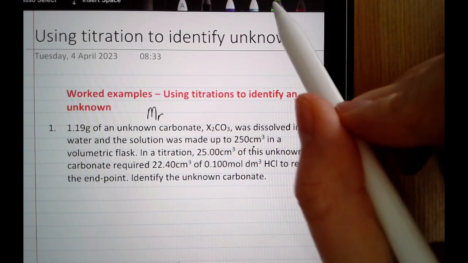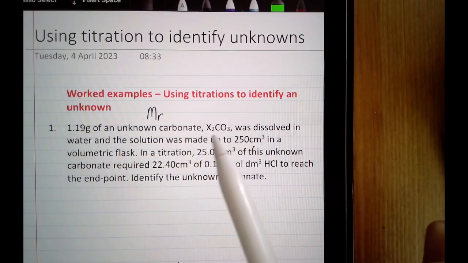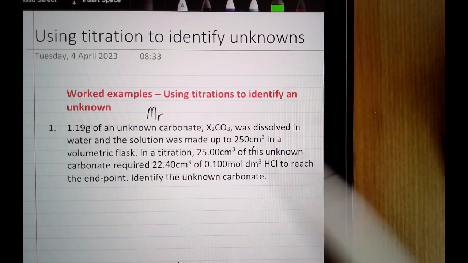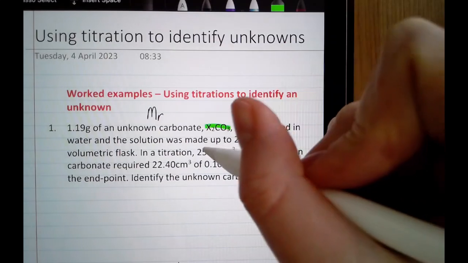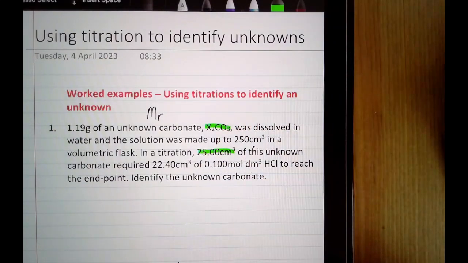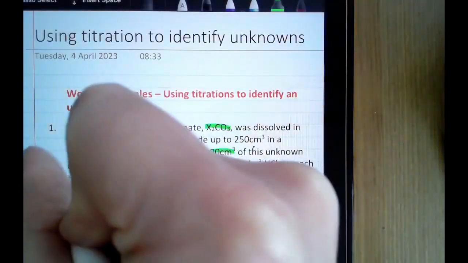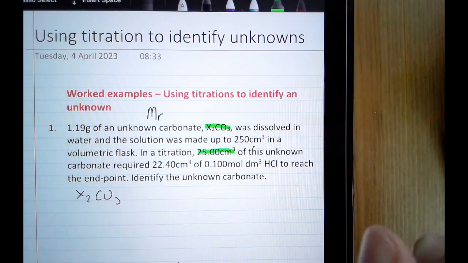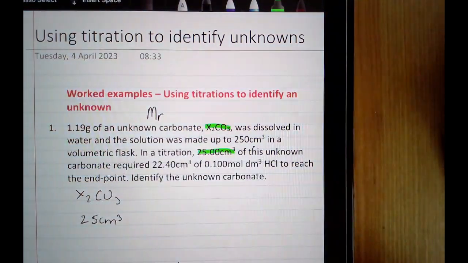In these questions, you're often given quite a lot of information. So at the start of the question, I'm told about how I make up the solution of my unknown carbonate. And then at the end of the question, I'm told about the titration itself. It's the titration that I'm always going to start with. So if I look at the titration, I know I've got an unknown carbonate and that 25 centimetres cubed of that was used in the titration. So I'm going to start by writing this out as an equation. I know I've got an unknown carbonate with the formula X2CO3, and I know in the titration 25 centimetres cubed of that carbonate was used.